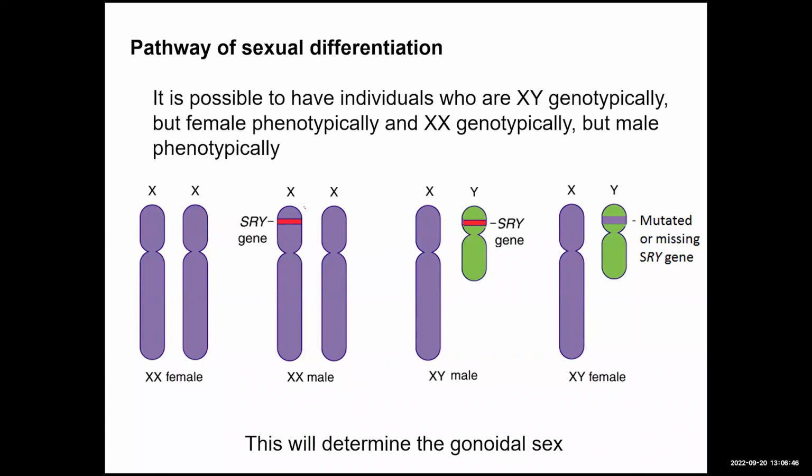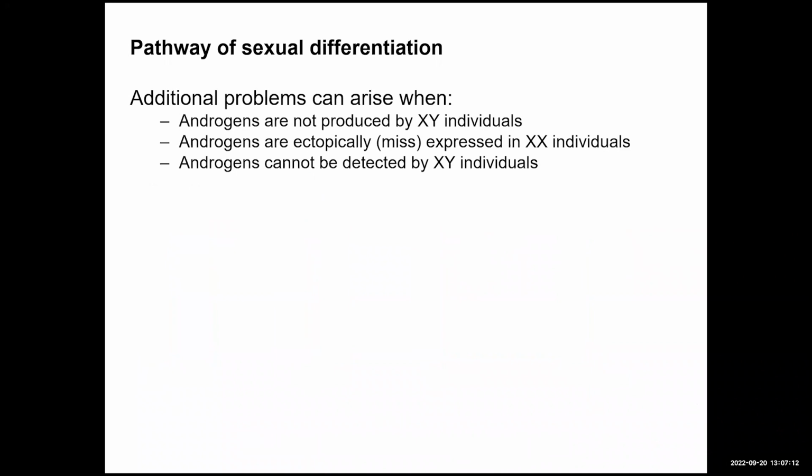Since the SRY gene is sufficient, a translocation from the Y to the X creates an X chromosome that confers maleness. Whereas loss of the SRY gene on the Y chromosome confers femaleness. This determines your gonadal sex, not your genetic sex. Additional problems happen either when androgens are not produced, androgens are produced by mistake, or androgens cannot be detected.